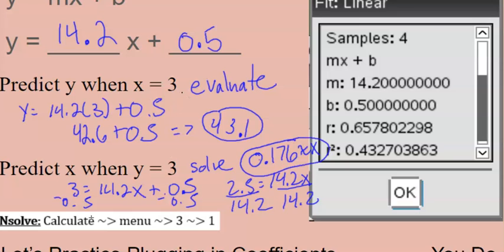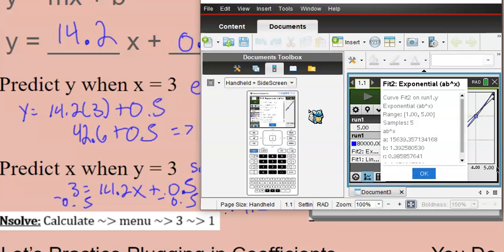You could also use the calculator to evaluate and solve these. To evaluate, you just plug the expression into the calculator, parentheses and all. And for solving, you can use nSolve, which is calculate menu 3-1. Let's go over those two methods.